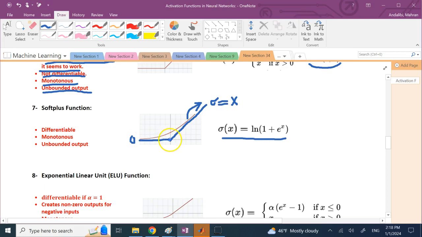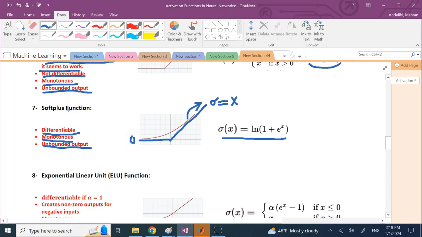Okay, so you see, this is the ReLU function that you have in blue, and this softplus function is kind of like a smooth approximation to it. So the good thing about it is it's also monotonic. It does not create bounded output, which is okay in many applications, and it's differentiable. And for negative inputs, it does not create zero. It actually creates positive output. So this is the softplus function.